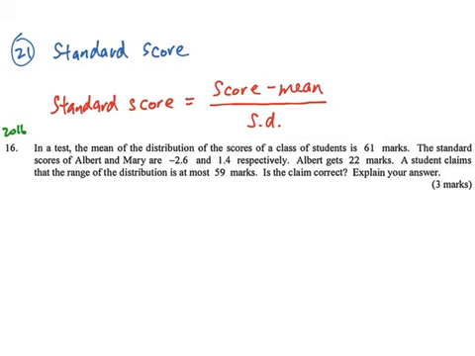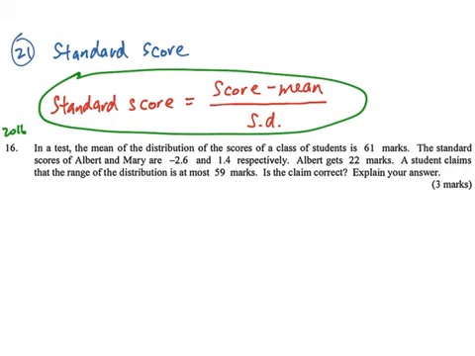Next one is about the standard score. For the standard score, it is the value minus the mean, divided by the SD. So this equation. Let's see an example, 2016. The mean is 61, and the standard score for Albert is -2.6 and for Mary is 1.4.